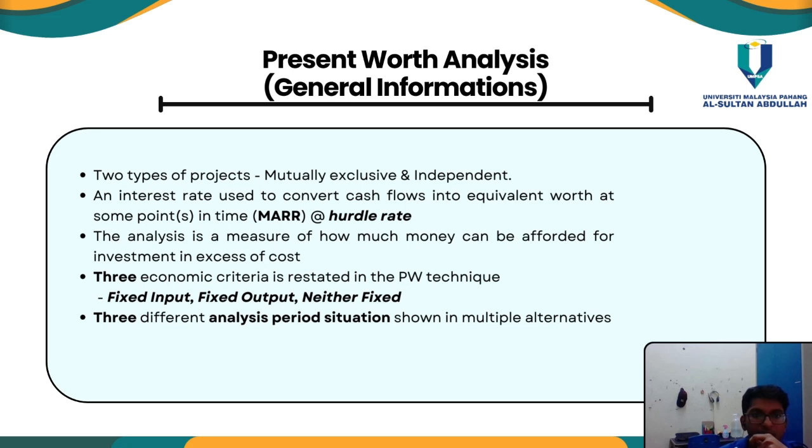This is actually MARR, which is known as the minimum attractive rate of return. So this analysis is actually a measure of how the money can be afforded in the investment in excess of cost. As you can see here, the three economic criteria are restated in the present worth technique, which is known as fixed input, fixed output, and neither fixed.